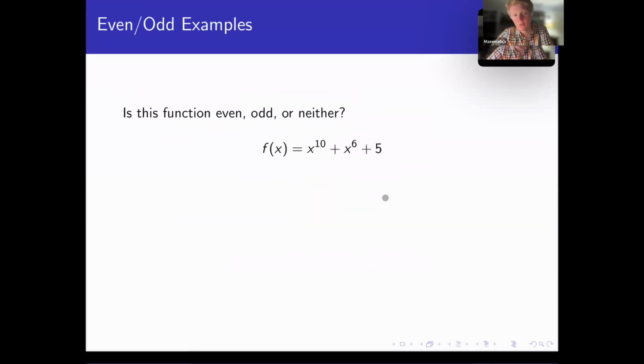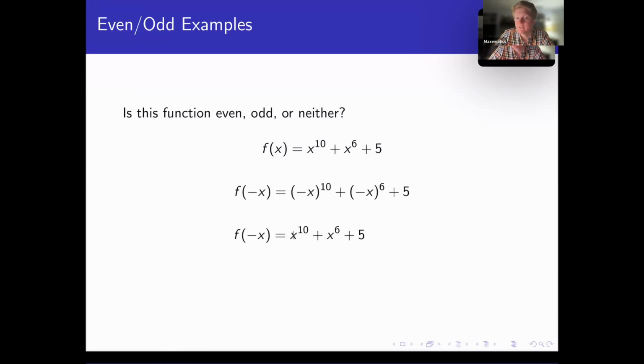Okay, let's do another one. f of x equals x to the 10th plus x to the 6th plus 5. Wherever we see x, let's plug in negative x. Negative numbers raised to even powers are positive. Actually, this is pretty quick. This is exactly like the other one. So f of negative x gave us exactly f of x. After simplification, f of negative x equaled f of x. That's the definition of an even function.